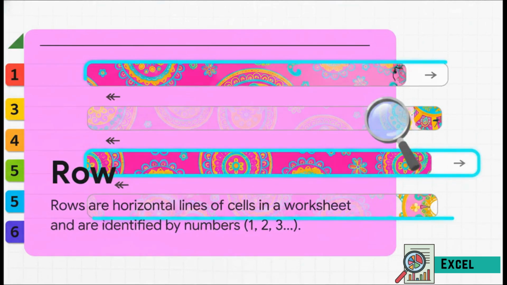And the answer is B, horizontal. That's right, rows are the ones that run from left to right across your screen. And you can always spot them by the numbers on the side, 1, 2, 3, all the way down.